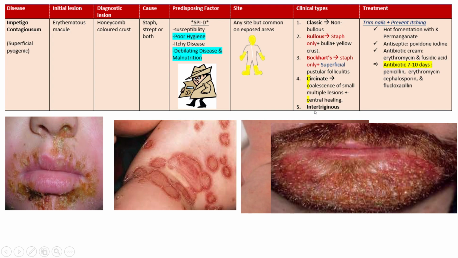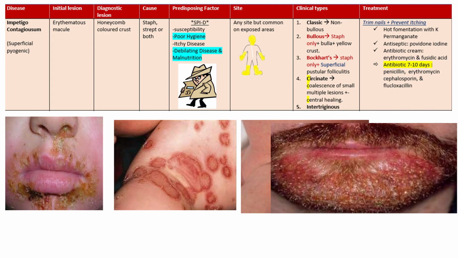Now the only missing type is number 5, which is the I, and it refers to intertriginous. As the name refers, it occurs in flexures, such as retroauricular areas behind the ear, interdigital or between the fingers, inguinal, popliteal, perianal, or intergluteal. So it occurs in skin flexures.